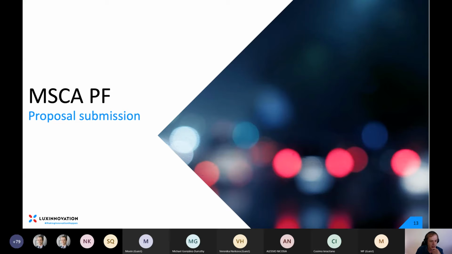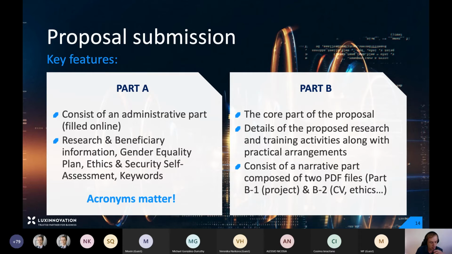Okay, so the submission part. There's two major parts of your proposal, part A, part B. Part A is more the administrative part. So you fill it out online. It's not the template itself. It's another part that's being filled out online. You can try it out. The calls are now open. You can log in, click on submission and just try filling things out to get a feeling what's needed.